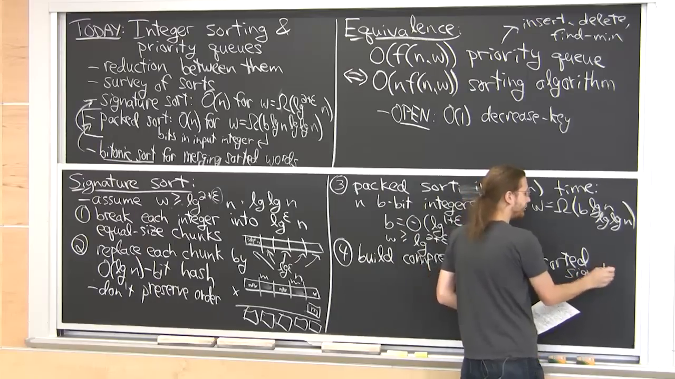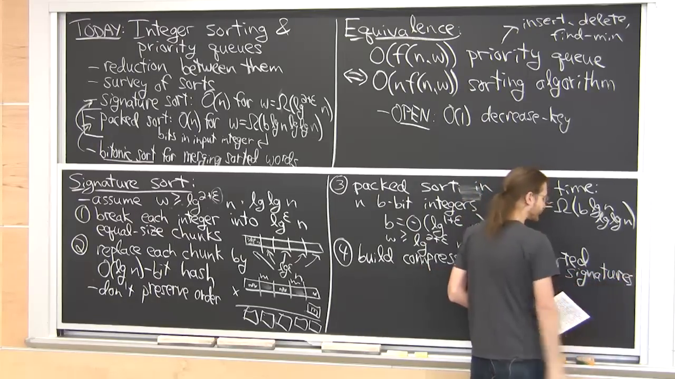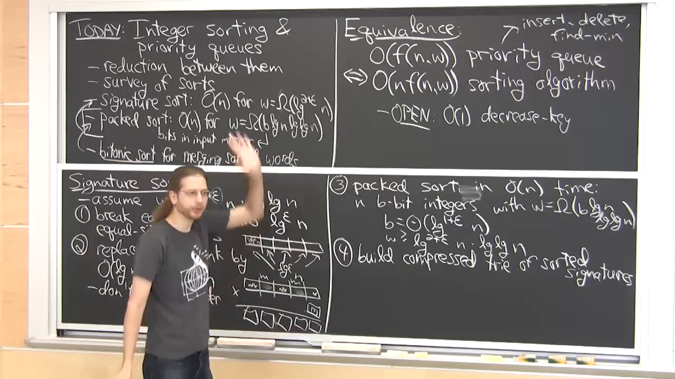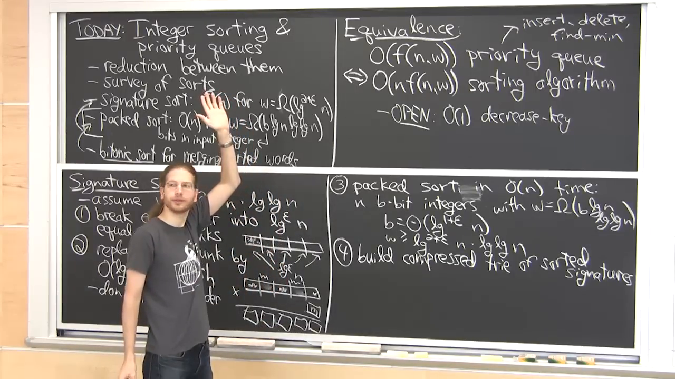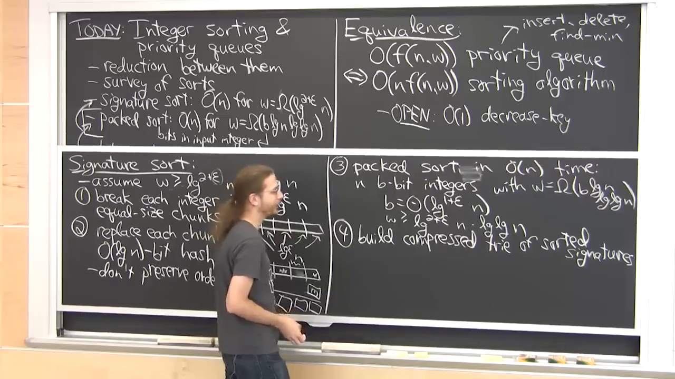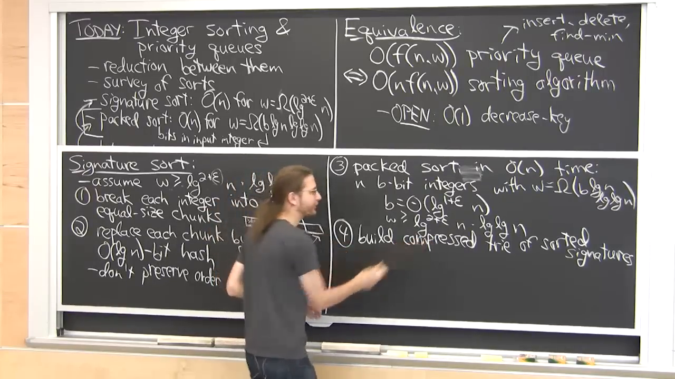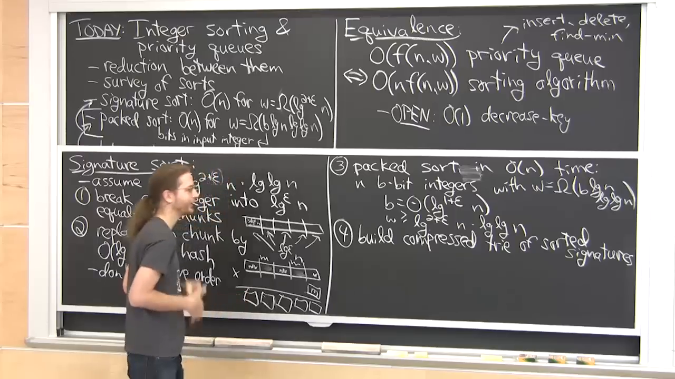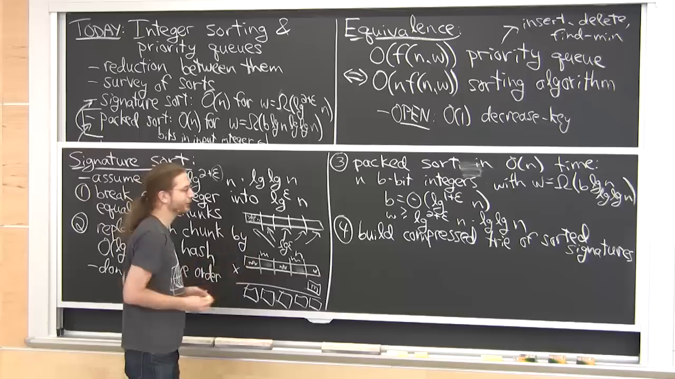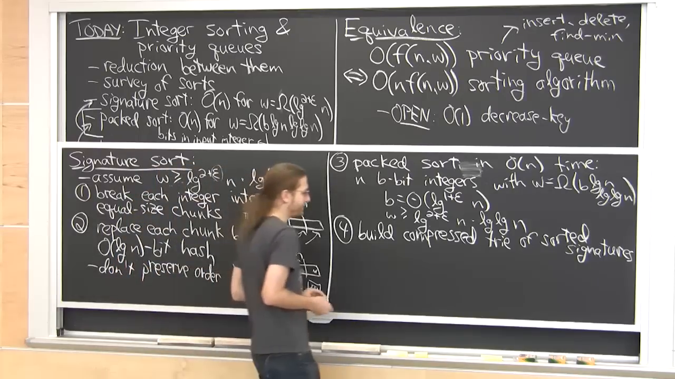So I'm going to call these things that we sorted signatures. And how many people know what a compressed trie is? Okay, no one. Wow, just a few. So you haven't seen suffix trees yet. We're going to cover where compressed tries come from in a couple of lectures, but we get to see them a little early because they're cool and needed for this algorithm.